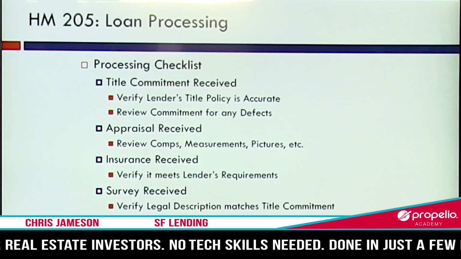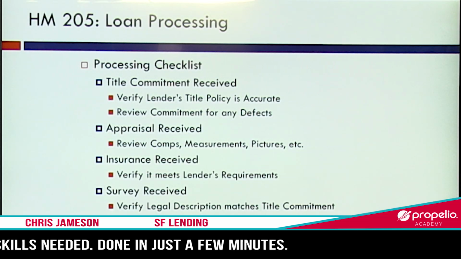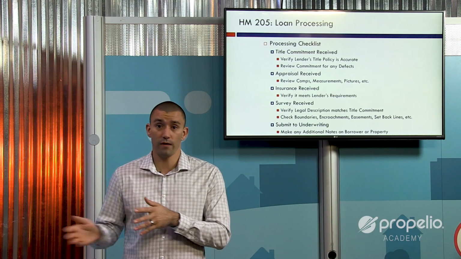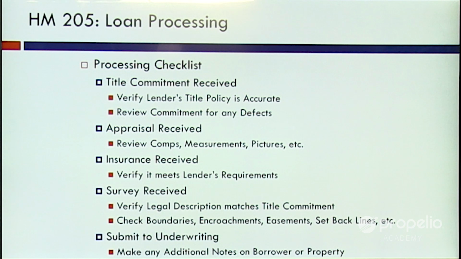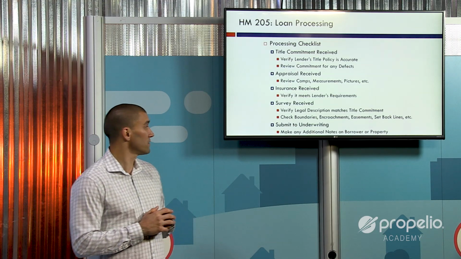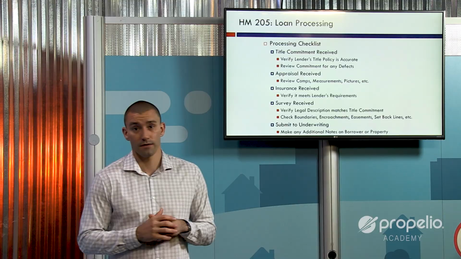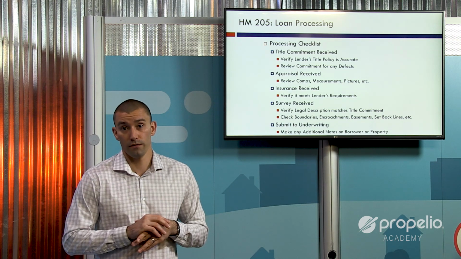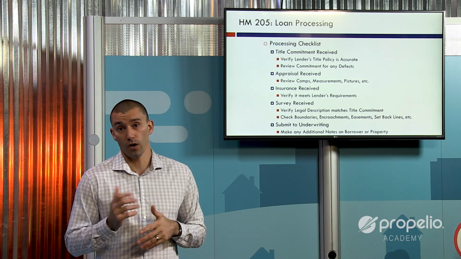They're going to receive the insurance and make sure that the insurance policy matches with their requirements. They're going to receive the survey at this point as well. They're going to make sure that the legal description on the survey matches the title commitment. They're going to check the boundaries, encroachments, easements, and setback lines. And then finally, they'll submit the file from processing to underwriting, where they will do a more thorough review of the property and the borrower.